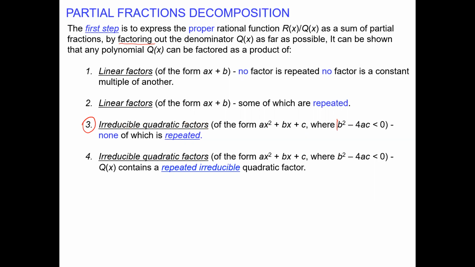Because we know from the quadratic formula that b squared minus 4ac is less than 0, we do not have real roots. That means irreducible quadratic factors, none of which is repeated. That's case 3. Case 4 is similar. Also, we will end up with irreducible quadratic factors. However, some of them are repeated. But in this video, we will focus on case 3.